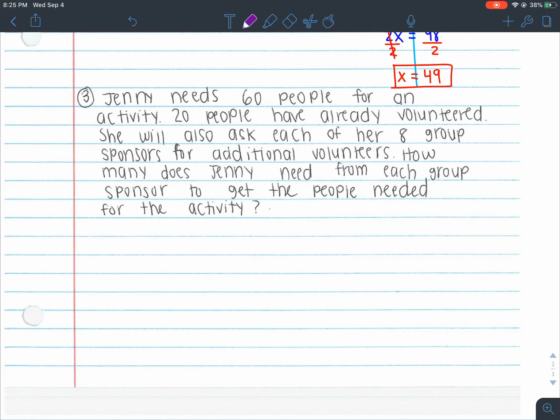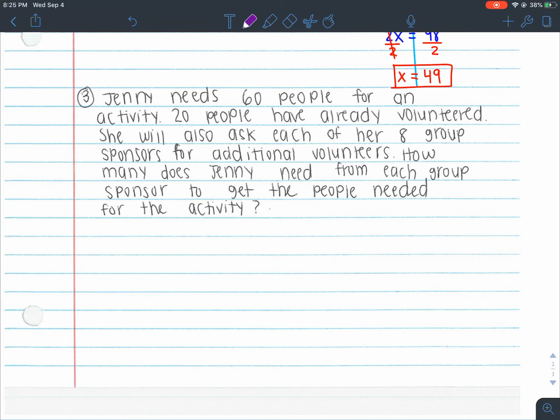All right, number 3, Jenny needs 60 people for an activity. 20 people have already volunteered. She will also ask each of her 8 group sponsors for additional volunteers. How many does Jenny need from each group sponsor to get the people needed for the activity? You're like, whoa, that was so much information. Well, let's start at the beginning.